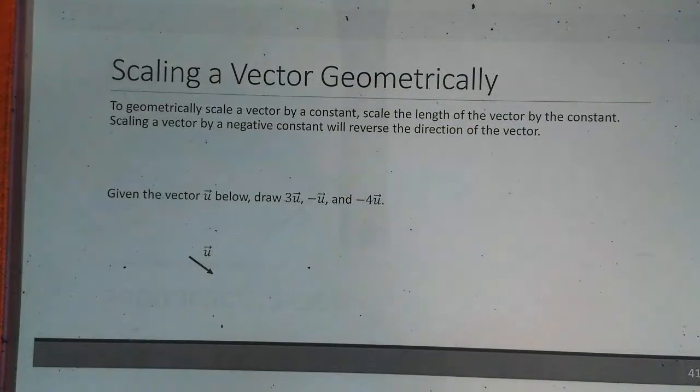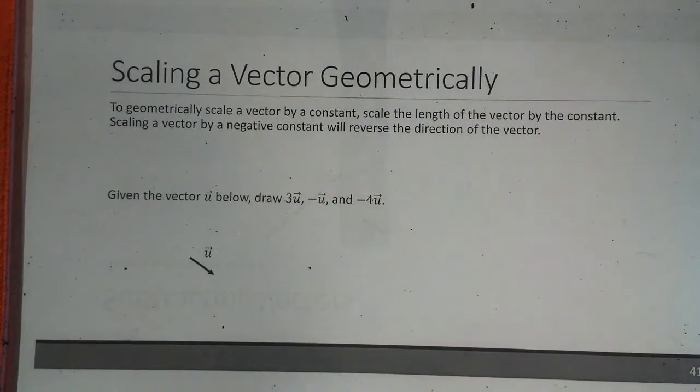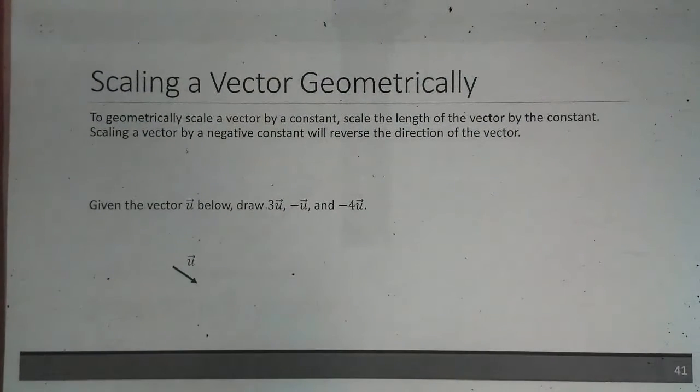Next, we're going to talk about how we multiply, which is called scaling vectors. To geometrically scale a vector by a constant, scale the length of the vector by the constant. So the direction stays the same, but the length is what gets multiplied. However, if we scale a vector by a negative, it will reverse the direction of the vector. So hopefully that'll make a little bit more sense once we have an example for that as well.